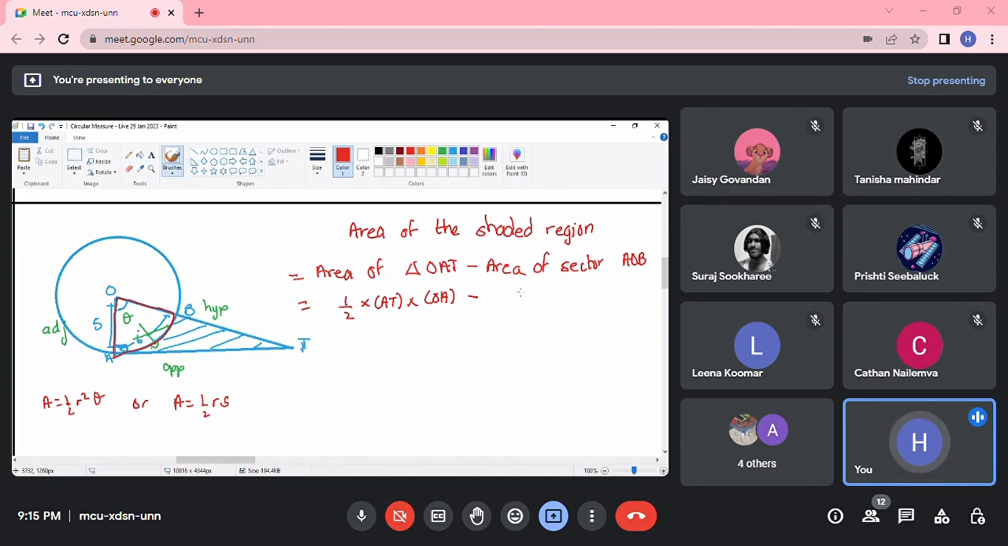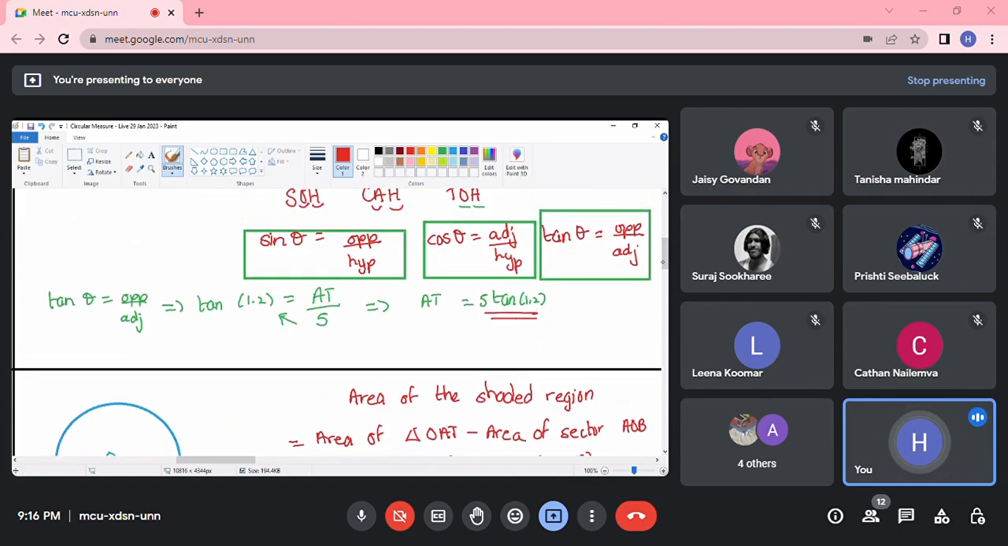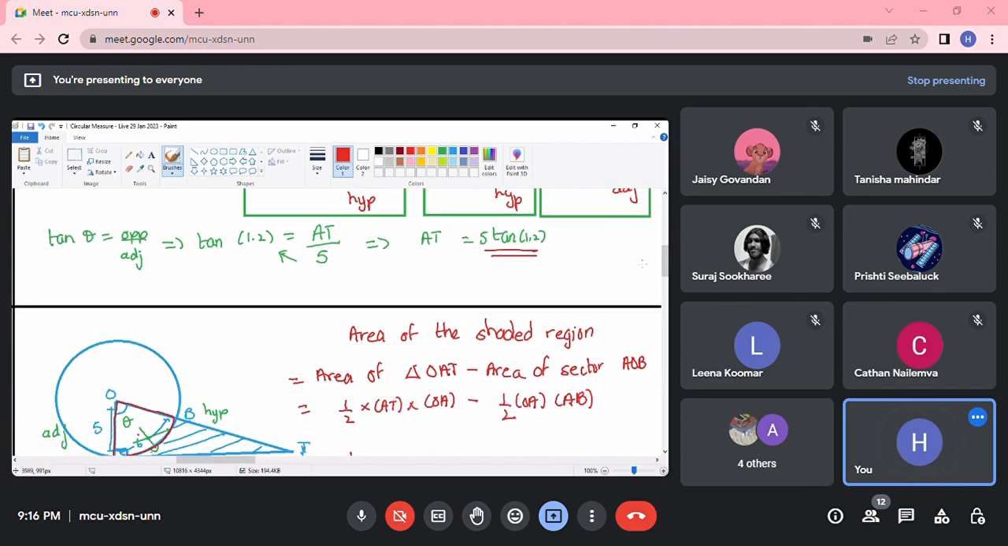So minus the area of the sector AOB, half R, the radius is OA, and S, that is the length of the arc, is AB. Now, let me replace. It's going to be half, AT is 5 tan of 1.2 radians. Before we continue, when evaluating tan of an angle or any trigonometric function of an angle which is in radians, your calculator should be in radian mode.